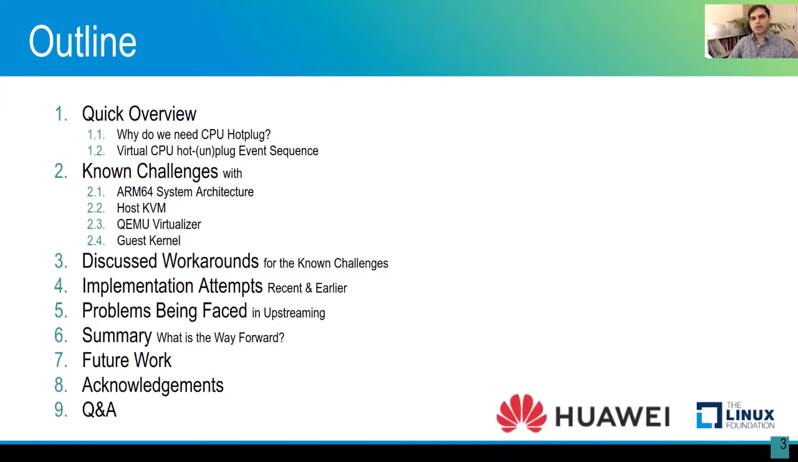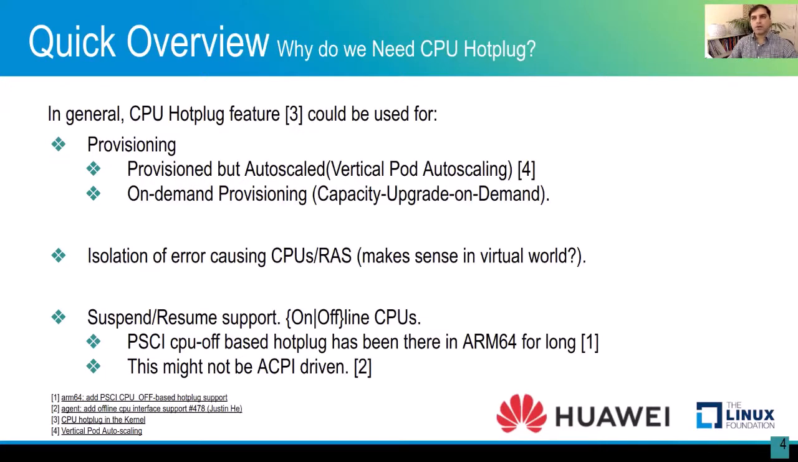Outline. The entire presentation has been divided into a very quick overview, and then we'll go through the known challenges across the system architecture, KVM host, QEMU Virtualizer, Guest Kernel, and we'll discuss the workarounds. Some implementation attempts have been made in the past and recent times as well. We'll see the problems being faced in them, and then in summary, we'll discuss the future work, and then we'll open the session for Q&A.